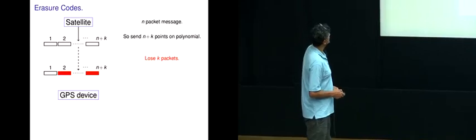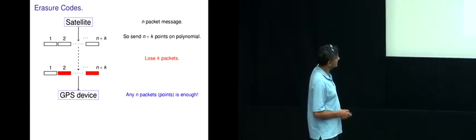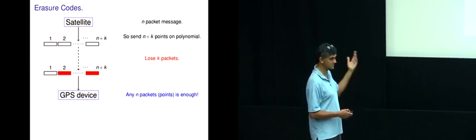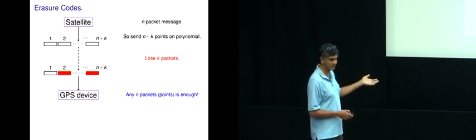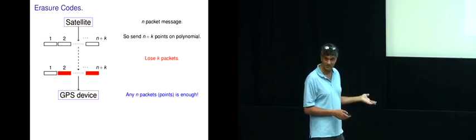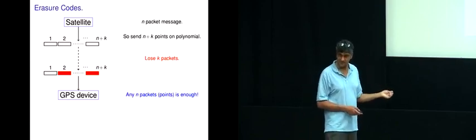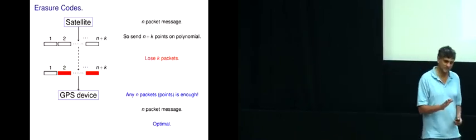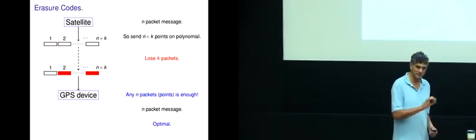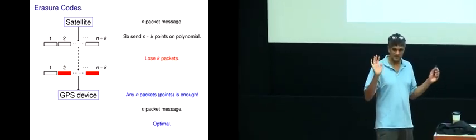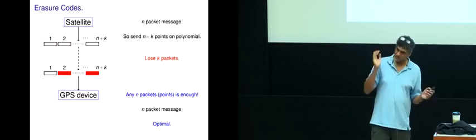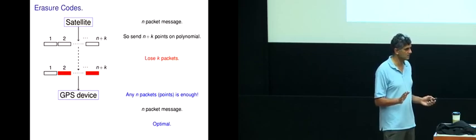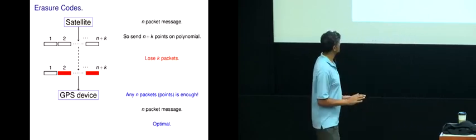Okay, so this is the thing. You lose k packets. It's fine. Any n packets is enough. It's the same statement, just with a picture that says satellite and GPS device instead of polynomial and points. So it's optimal. This is beautiful. When something just works out perfectly, it's really nice. We're getting all the information that was in the original packet with no loss at all. It's perfect.